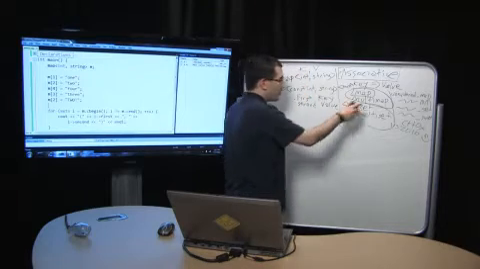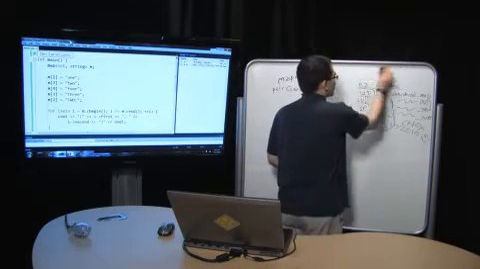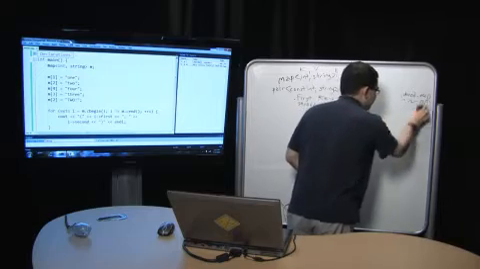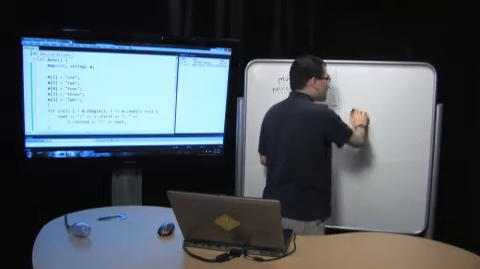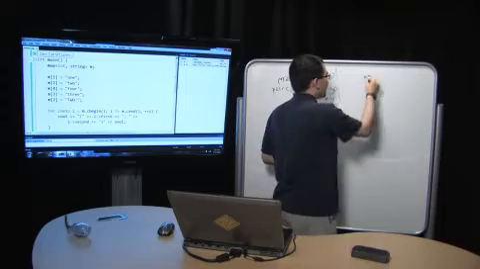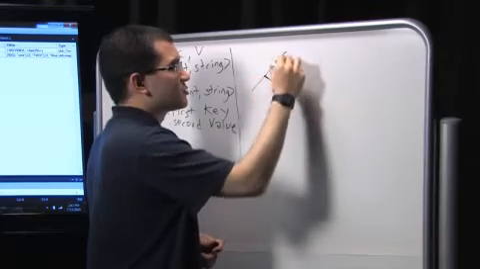So the way that a map, say from int to string, is implemented is it's a balanced binary tree. So you can imagine that my map looks something like this. There's a root.